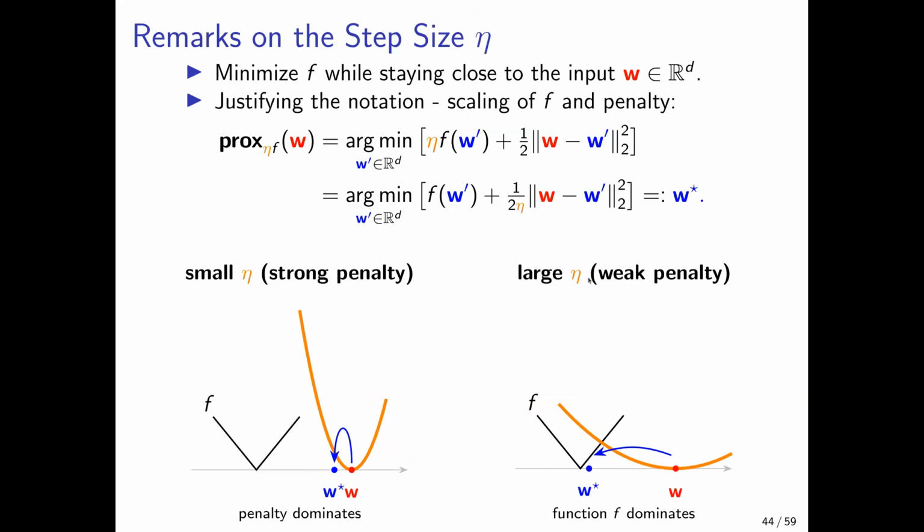Whereas if eta is large, it means that this penalty is rather weak. And so if we then evaluate the proximal operator, we might make a much larger step to the minimizer of f, because this optimization problem is very close to essentially just minimizing f itself, and the influence of this quadratic penalty is rather weak.